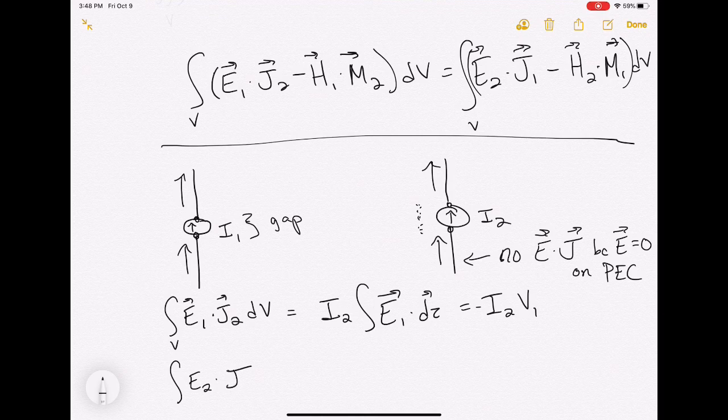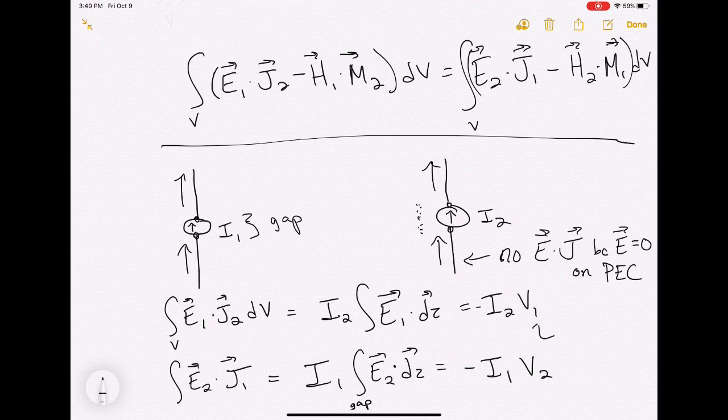If we do the same thing on the other antenna, E2 dot J1, we get the same result. We end up with I1 times this integral of E2 over the width of the gap, which works out to be minus I1 V2. And I'm going to rename these voltages now, because it's not just V1. This is the voltage at antenna 2 due to an excitation on antenna 1. So that's going to be V21.